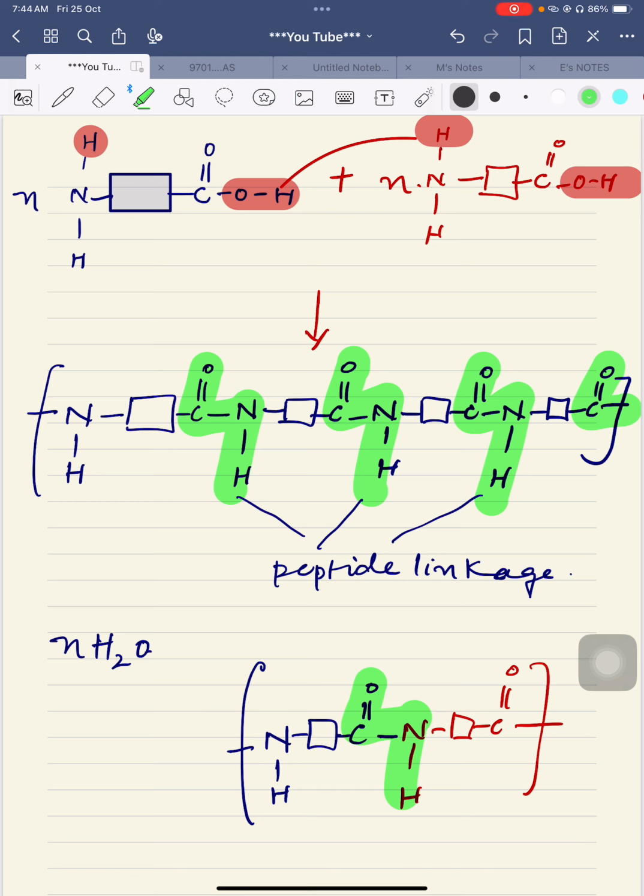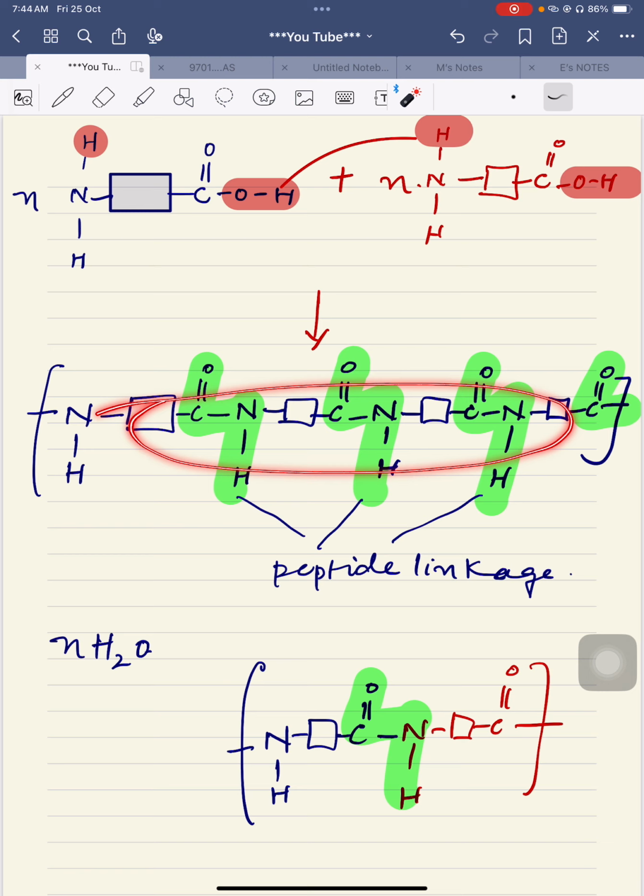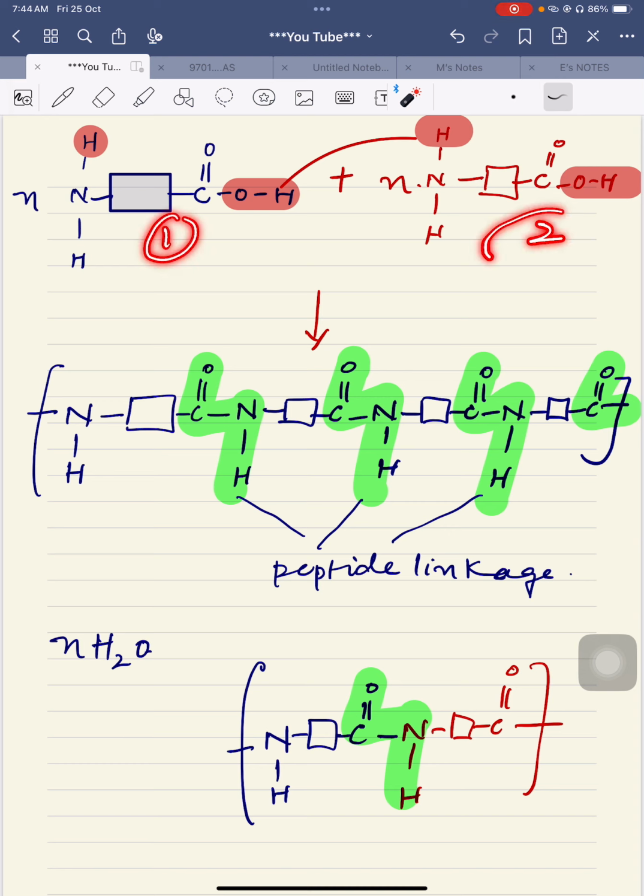In the polymer which I have made just here, I have made both of the monomers with the same color, but you know that this is number one and this is number two. So number one, number two, number one, number two, they are going to combine with each other continuously, and there is always a bond between the C double bond O of one part and the NH of the next part. So this is the basic concept related to amino acid combination to make a protein. The peptide linkage is making a protein.